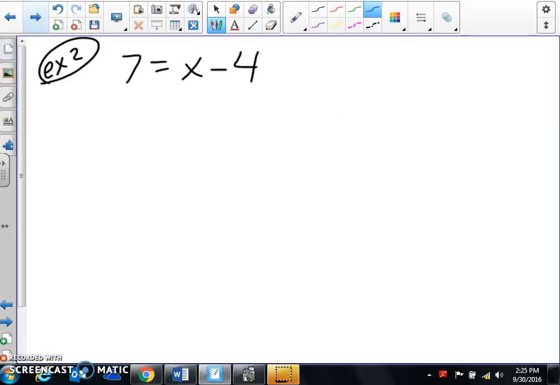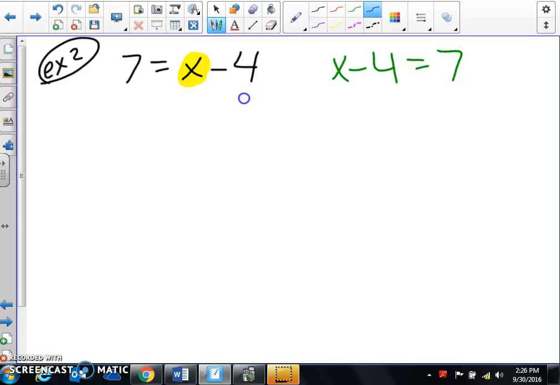Here's the next one. So I find my variable. Now, some of y'all, I know you do not like to see the variable on the right. So if you want to go ahead and make this x minus 4 equal 7, that's fine. Remember, the symmetric property allows us to do that. But really, it's kind of an unnecessary step.